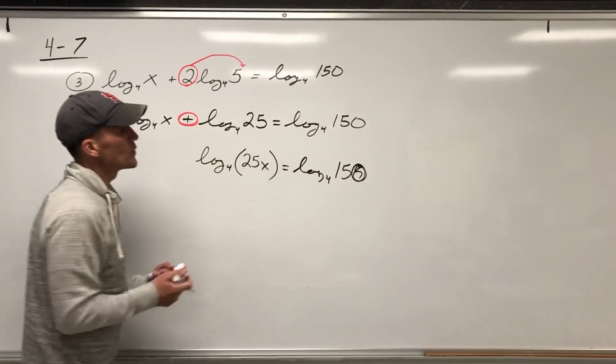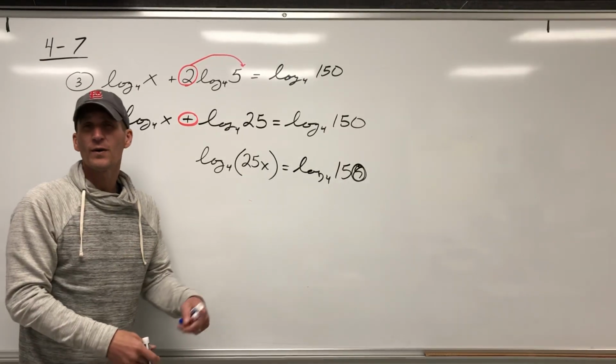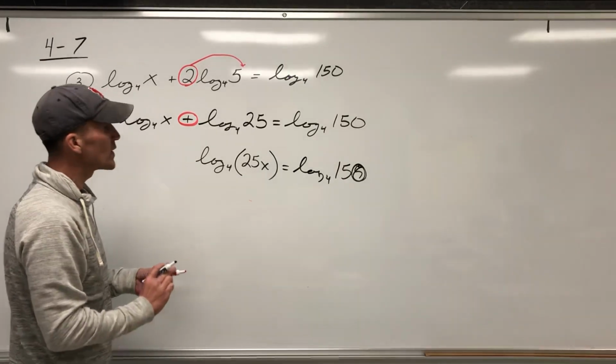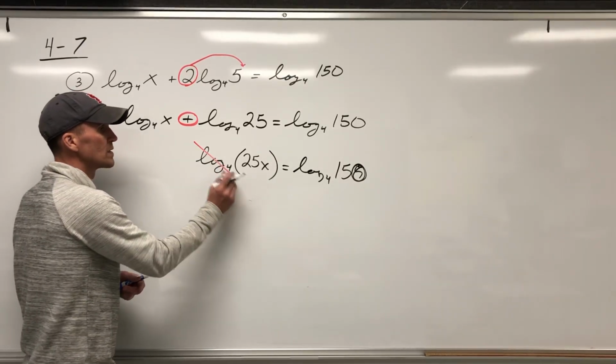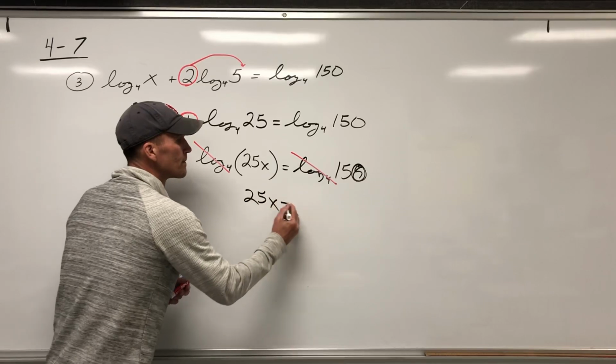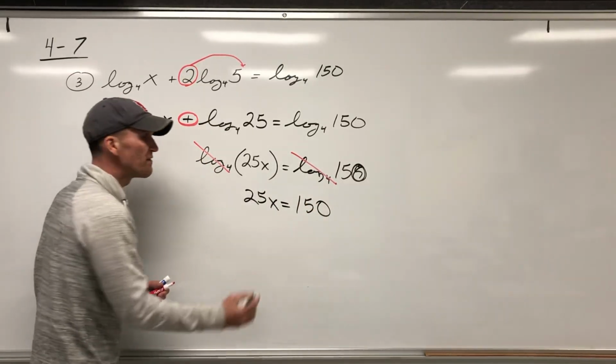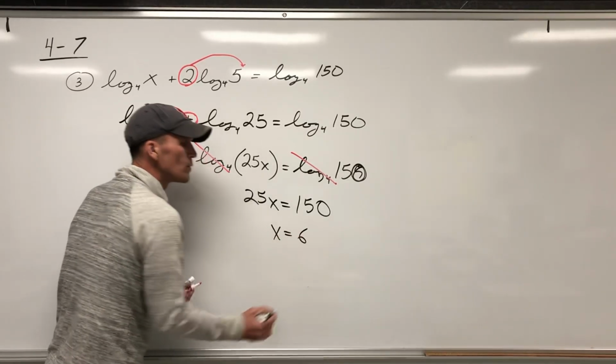Now, what we can do at this point, you guys, is remember, if you have a log on the left side and a log on the right side that match up with their bases, we can cancel them out and only look at the arguments. The argument equals the argument. Divide both sides by 25, and you get x equals 6.